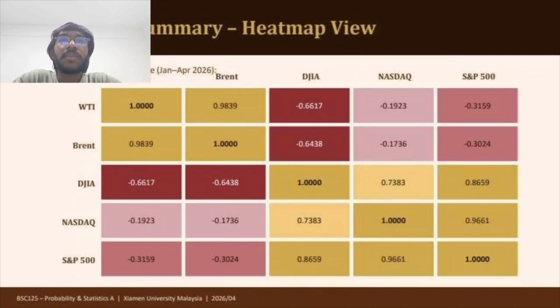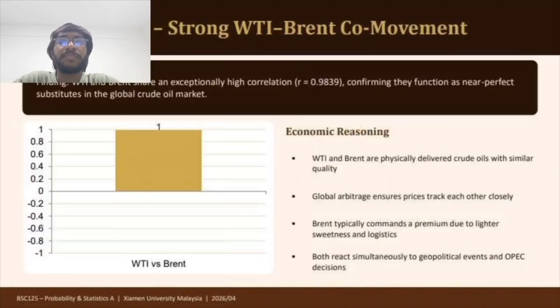The heat map summarizes all correlations at a glance. Deep red and blue highlight the strongest relationships. WTI and Brent show near perfect correlation in dark red. Negative correlation between oil and indices appears in blue. Darkest blue represents DJIA and WTI at -0.66 among indices. Nasdaq and S&P 500 show the strongest positive correlation in dark red at 0.97.